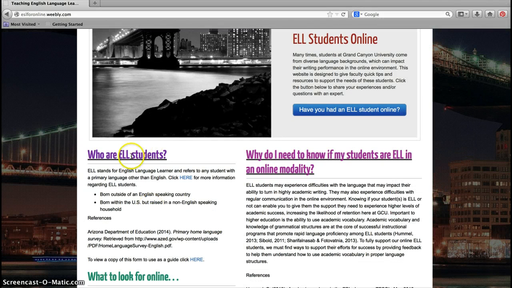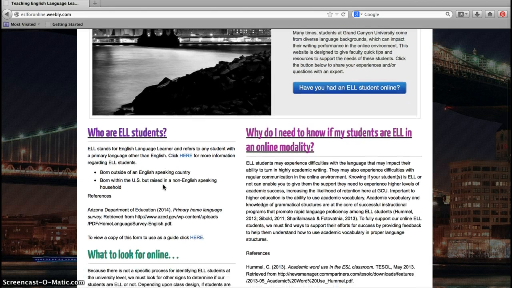Who are your ELL students? ELL stands for English Language Learners, and you can identify your ELL students if they were born outside of an English-speaking country or born within the U.S. but raised in a non-English speaking household. Those are just some ways that we identify ELL students in the elementary school setting.